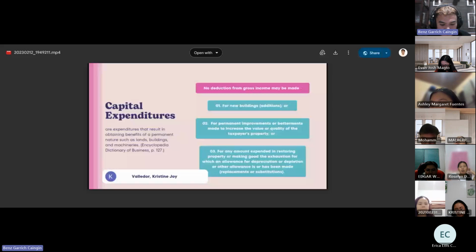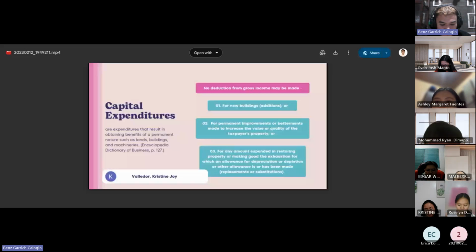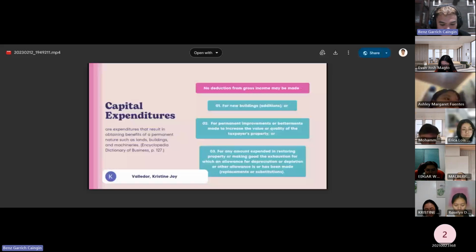Numbers 1 and 2 do not apply to intangible drilling and development costs incurred in petroleum operations, which are deductible under Section 34(G)(1) of the Tax Code. In the book, there are 11 examples of capital expenditures. First, we have the cost of defending or perfecting title to property. Second, architect fees. Third, commissions paid in selling securities.